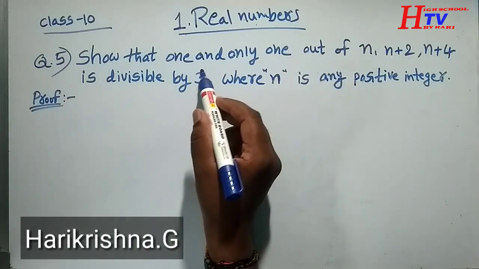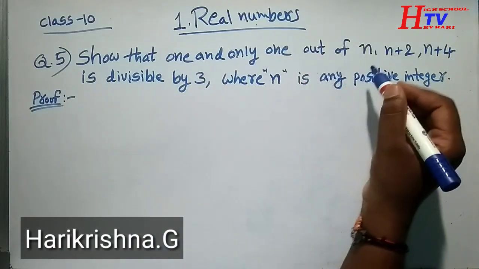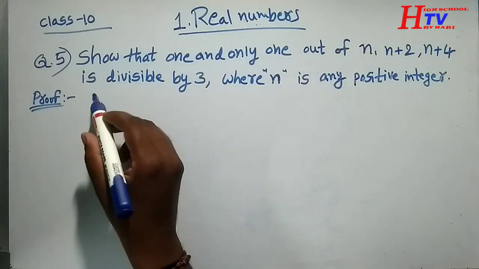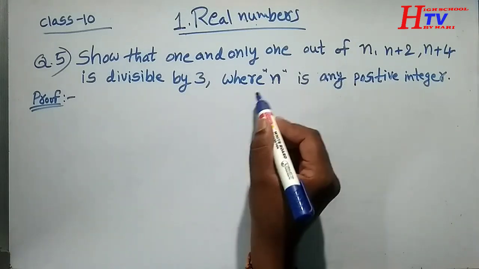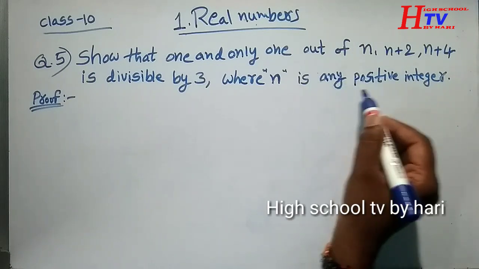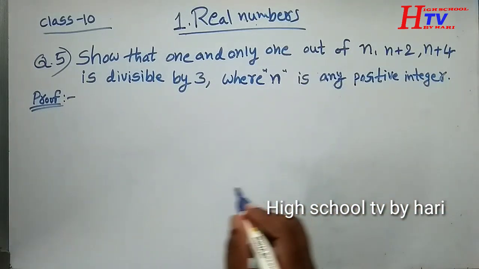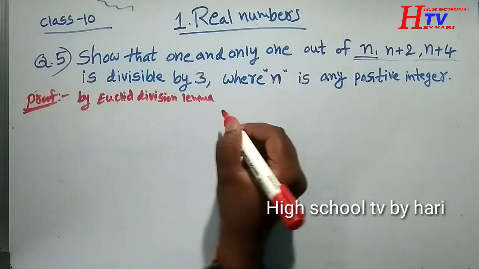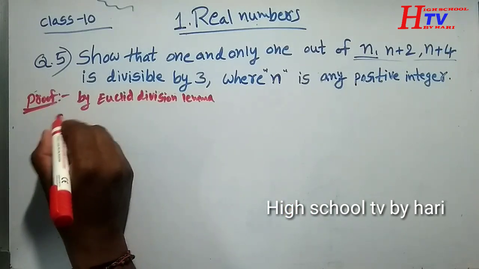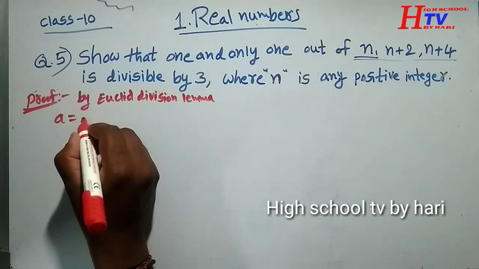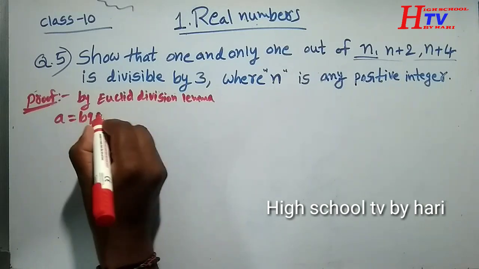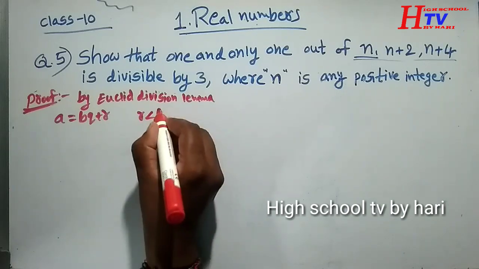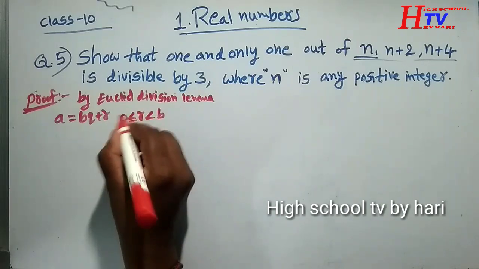Show that one and only one out of n, n plus 2, n plus 4 is divisible by 3, where n is any positive integer. Proof: by Euclid division lemma, we can represent a number a equals bq plus r, and here the condition is r is less than b and greater than or equal to 0.